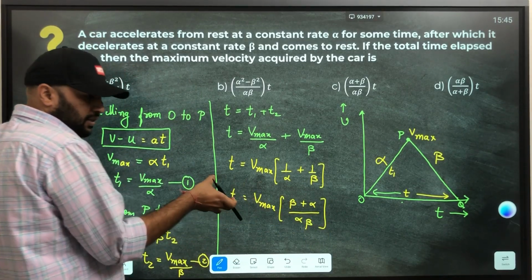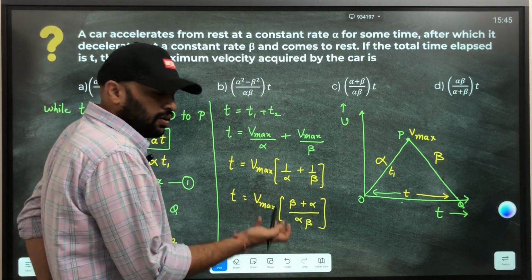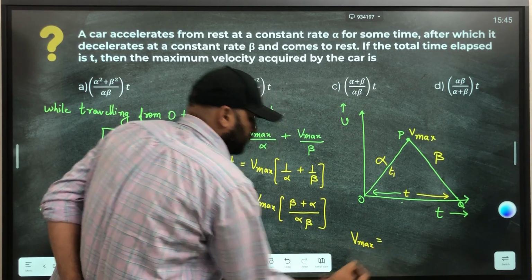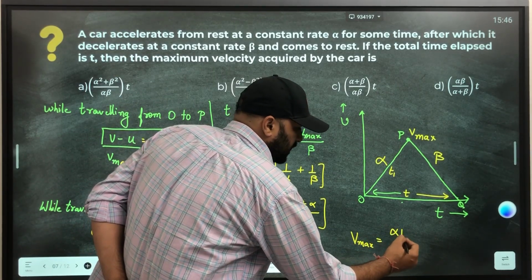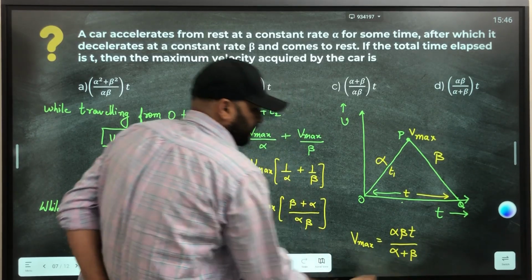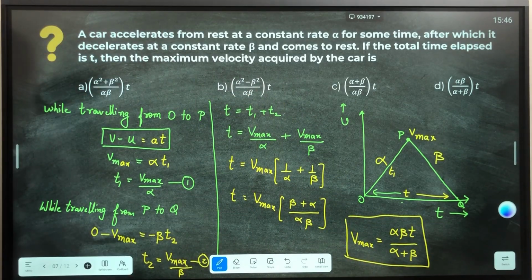Let's take this bracket to the left hand side. That will give us Vmax, right? Straight away. And that was something which we were looking for, right? So Vmax over here will be equal to, how much we got? Alpha beta T upon alpha plus beta. This is our Vmax. I hope this is clear.